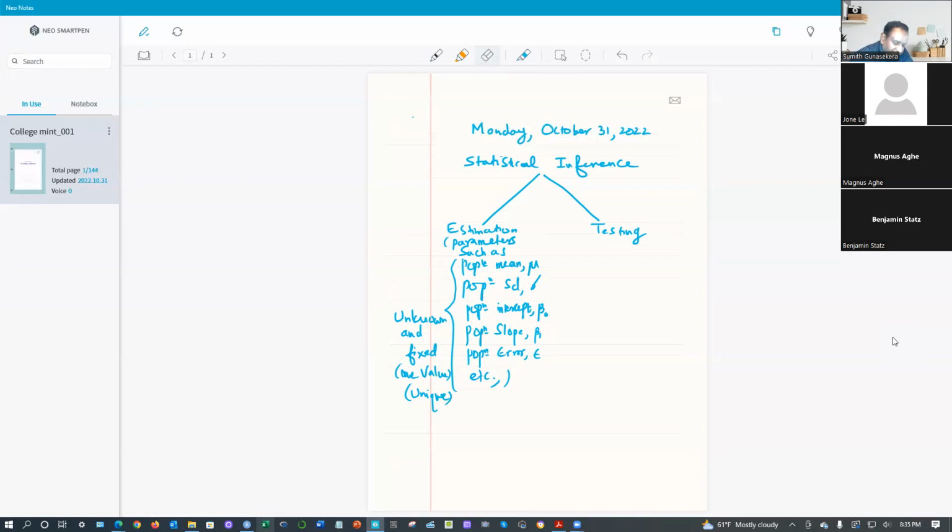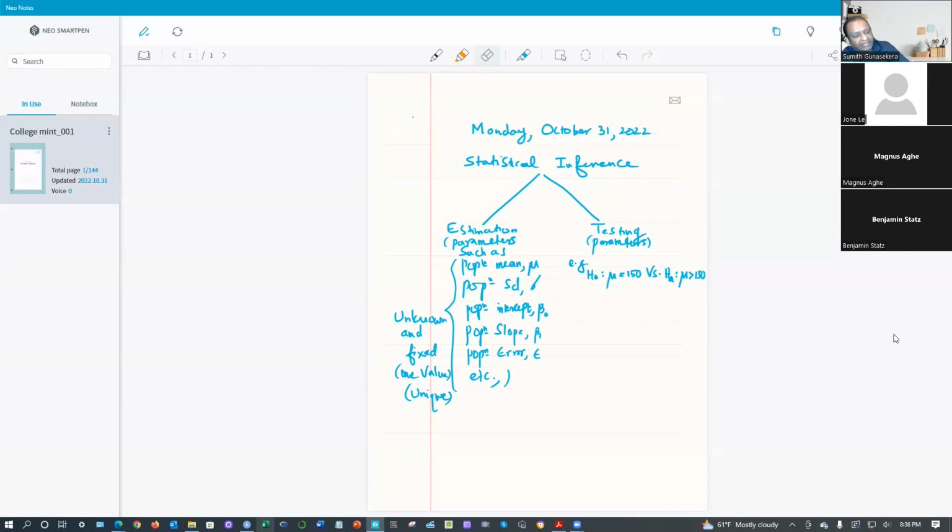Testing: again, who will be tested? Parameters. Parameters will be tested. For instance, if I write an example, H naught, I can test the population average, a certain value. Say the population average mu equals 150, versus its counterpart, the alternative hypothesis, which we're going to do on a large scale later on, mu more than 150.